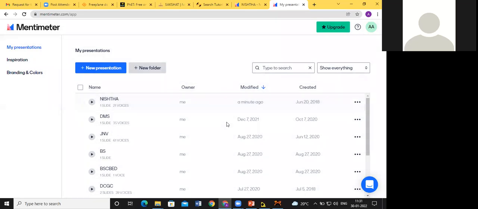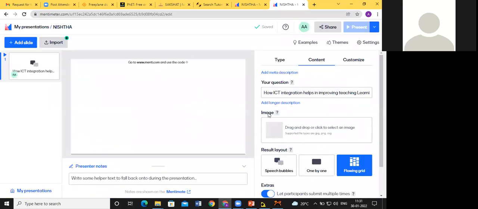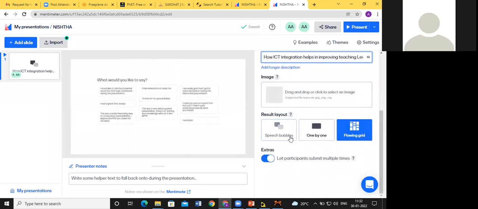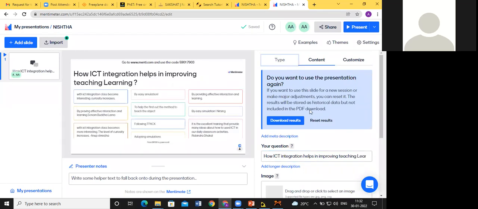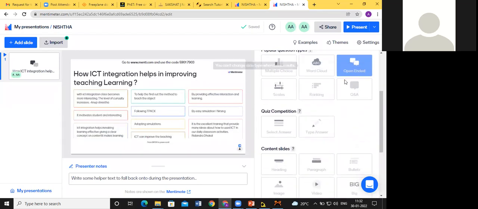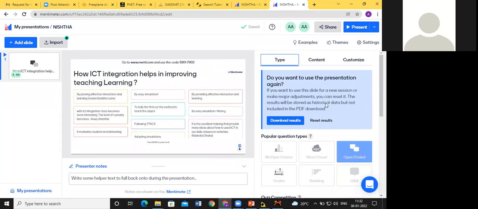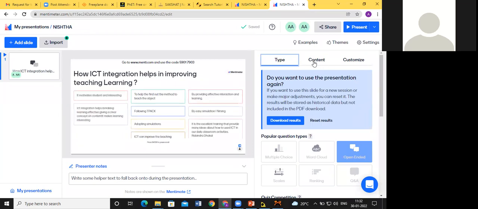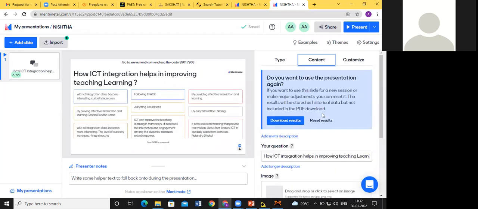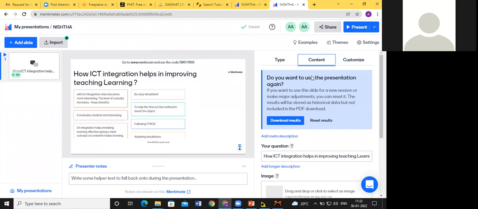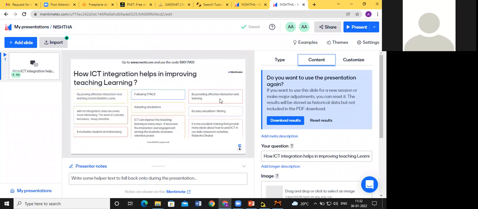Once it is prepared, you can have your own question. You can choose the result layout, and on that basis you can choose different types: open-ended, word cloud, quiz, competition, like this. I have selected open-ended, and whatever content you want to add, whenever you go for present, this will come. But the code will always be the same. Whatever code you are using, it will always be the same, and you can use this.